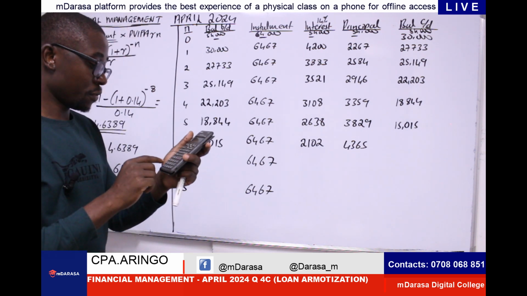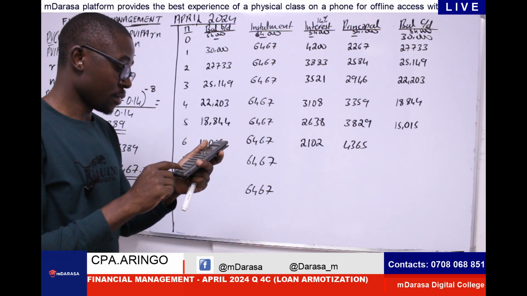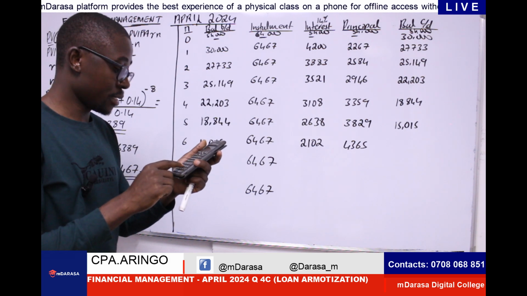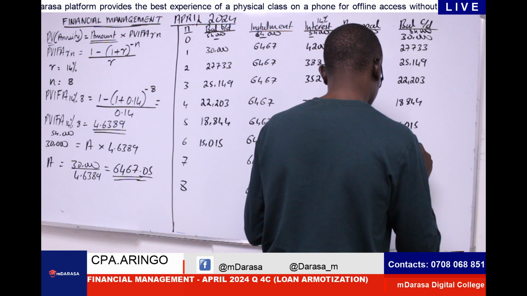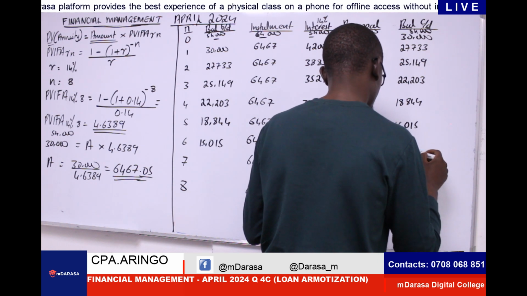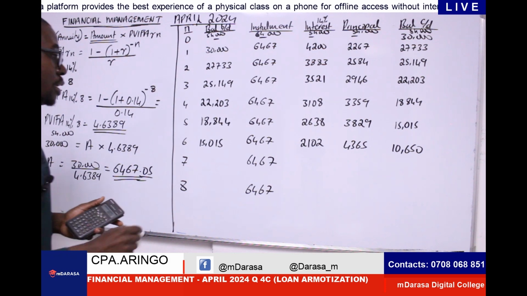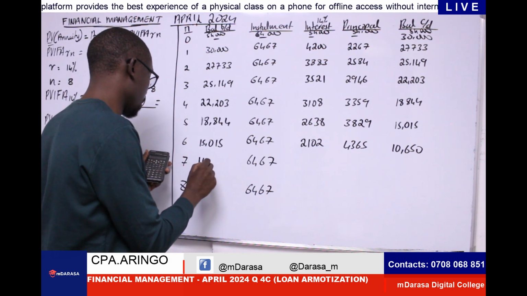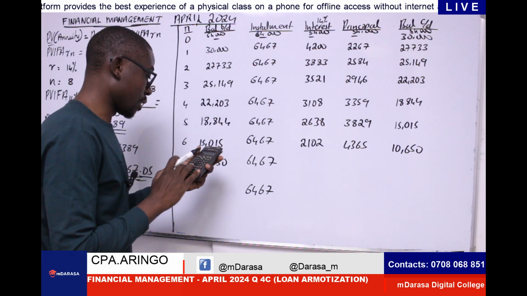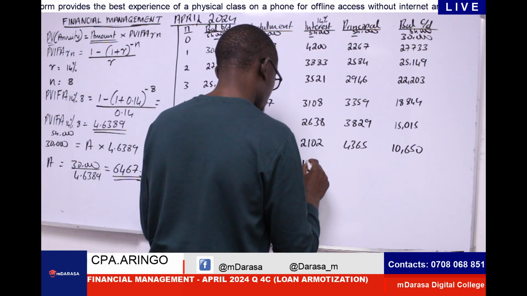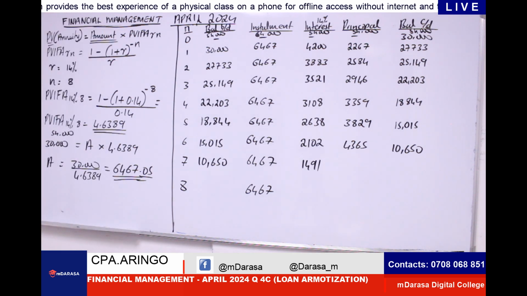So talk of 15,015 minus 4365. That should give us 10,650, right? So in year 7, I'll be having 10,650 times 0.14. That will give us 1491, believing that we are on the same page up to that point.